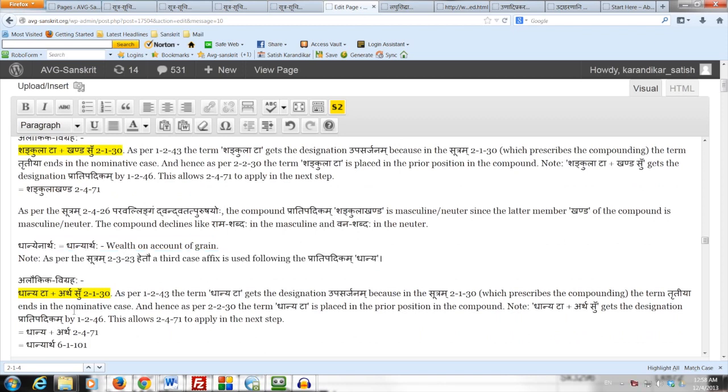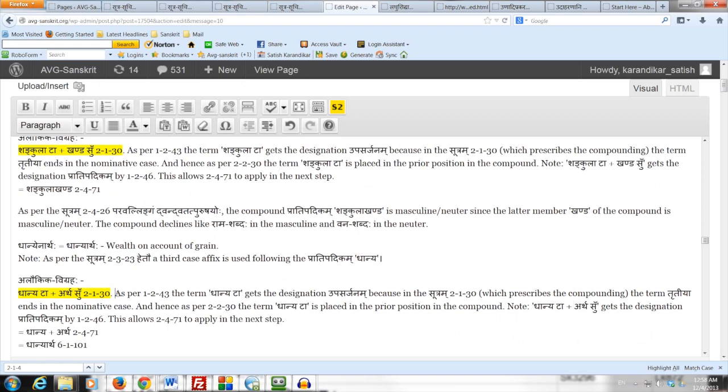Derivation follows similar steps. The alaukika vigraha vakyam is dhanya ta plus artha su, compounding prescribed by the Sutram 2.130, because we do have a tritiyantam padam dhanya ta, and we also have a subantam padam composed by adding a sup affix to the Pratipadikam artha, meaning wealth. So conditions for applying 2.130 are satisfied.